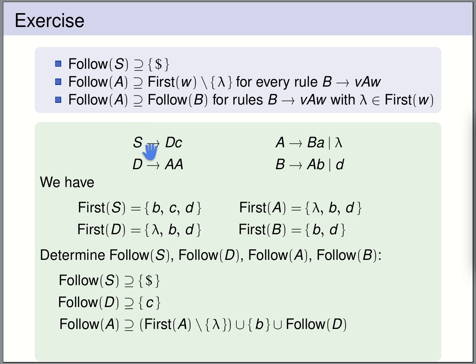The third clause is also applicable for this occurrence of A. Because this A is erasable, so it rewrites to lambda, anything that can follow D after erasing this variable can also follow this variable. So this is another reason that follow of D needs to be taken up into follow of A. Okay, so follow of A is composed of first of A without lambda, B, and follow of D. We know what all of these are, so we get B, C, and D.